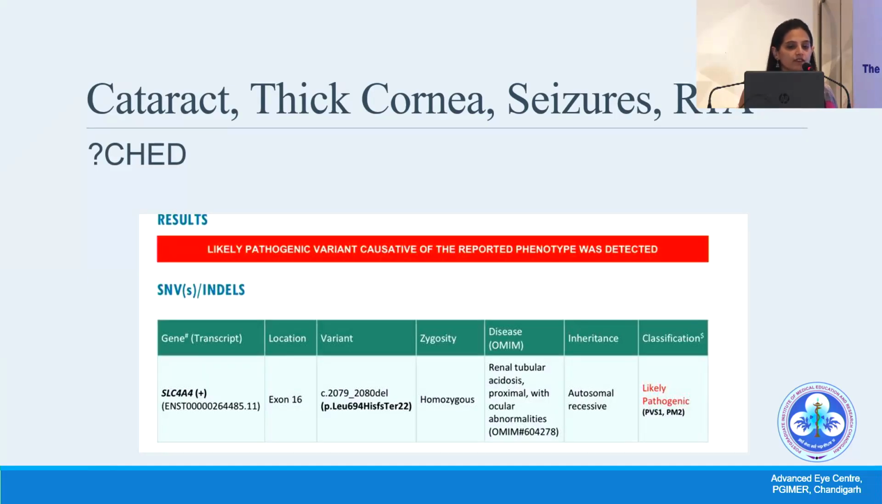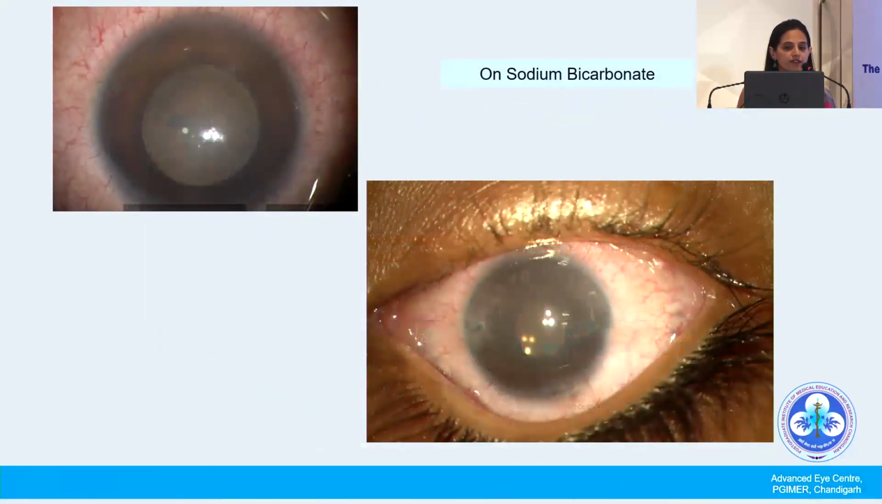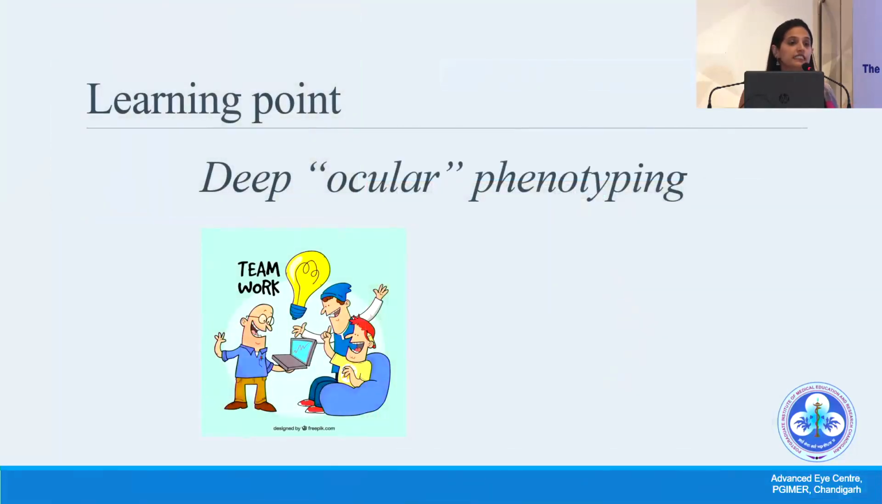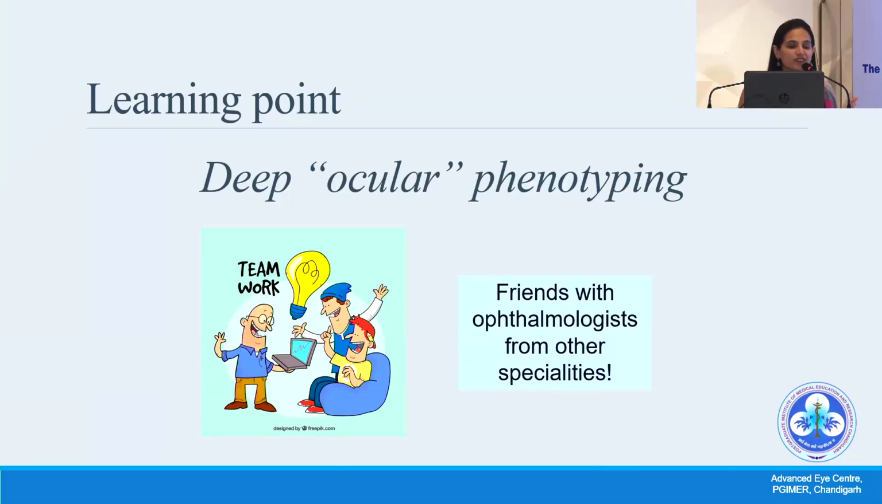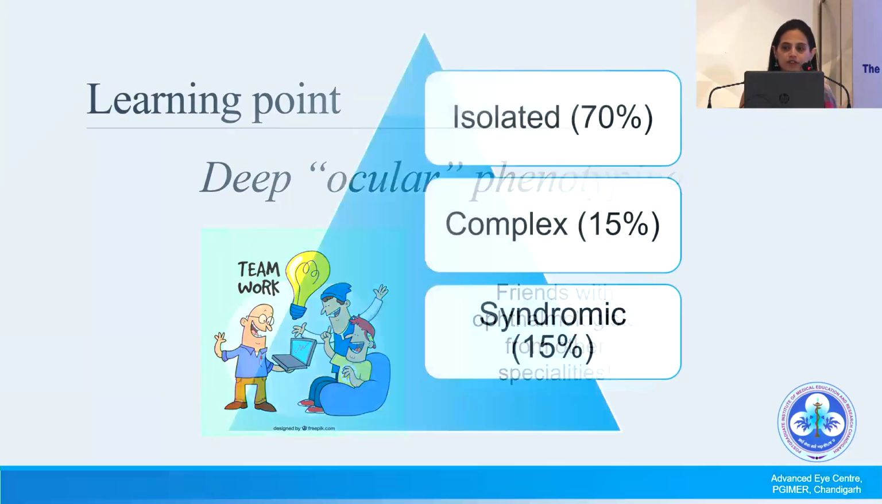We did get an SLC4A11 positive mutation, and it was running in the parents as well. The patient was put on sodium bicarb, and we took all precautions and did the cataract surgery anyway. But deep ocular phenotyping is what I learned. It's not just the cataract; sometimes with subtle findings, we should be the ones picking up CHED and not the pediatrician. So I like to be friends with other subspecialties. Dr. Sonam here helped me on this case.